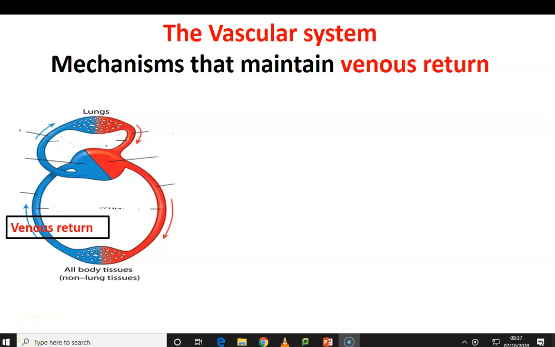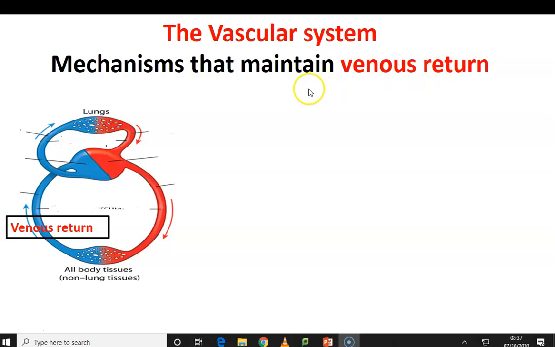The focus now is moving on to the vascular system, and the topic we're going to be focusing on today is called the mechanisms that maintain venous return. Before we go on to today's actual content, I just want to do a quick recap. You do not need to make notes on this slide, but you could just listen.